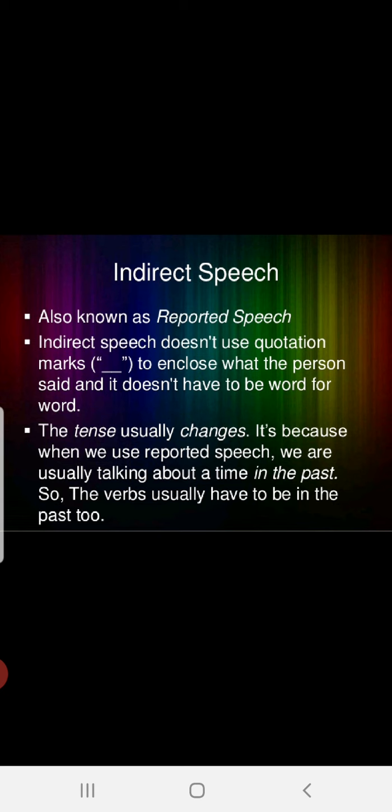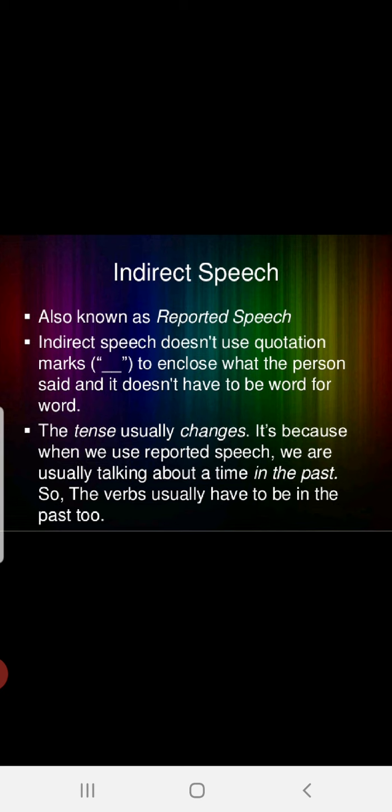Now, indirect speech, also called reported speech. Indirect speech doesn't have quotation marks. We remove the inverted commas to enclose what the person said, and it doesn't have to be word for word. We don't mention the same words in indirect speech. Clear children? The tense usually changes.